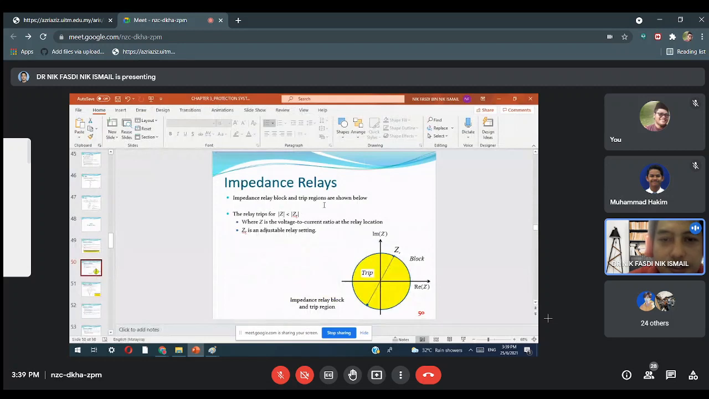Impedance relay block and trip regions are shown below. The relay trips when the impedance is less than ZR. ZR is the reach impedance, tadilah reach impedance 80%. Where Z is the voltage to current ratio at the relay location, and ZR is the adjustable relay setting. Z means the impedance during the fault. During the fault, what is the value of Z? The Z must be less than ZR. Alright, itu maksudnya.